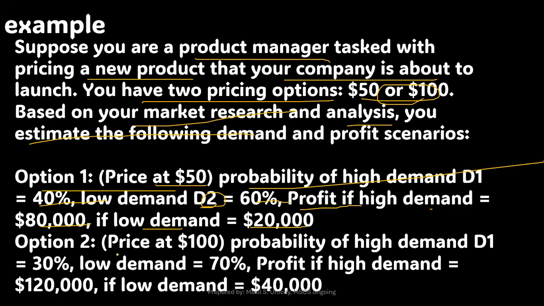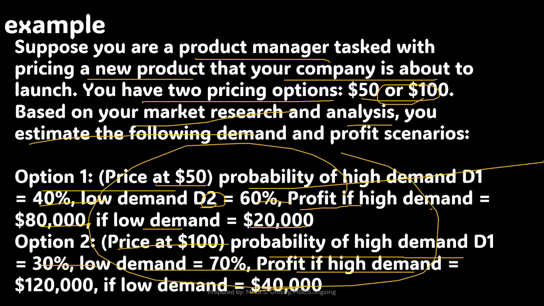For option two, you have the price of $100, where the probability of high demand is 30% and low demand is 70%. Your profit if high demand is 120,000 and if low demand is 40,000. We will use that later on, so you can get the EMV for that later as well, because we have to identify the expected value with perfect and without perfect information. Without perfect information, that is the EMV or the expected monetary value.